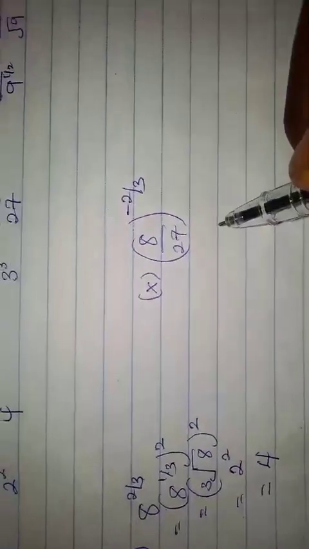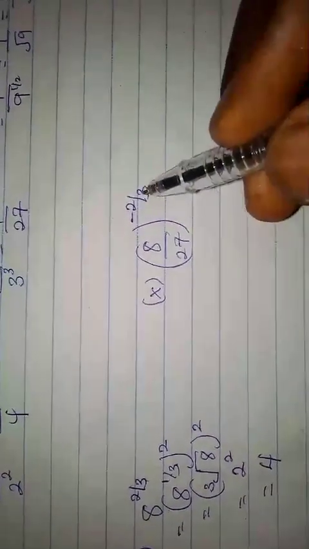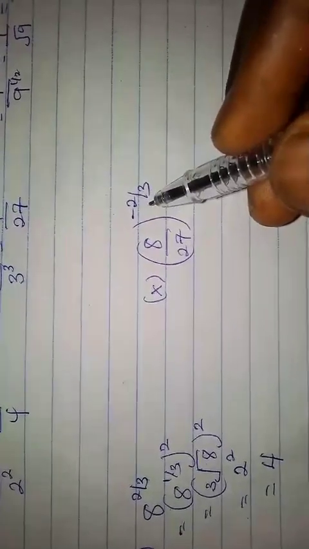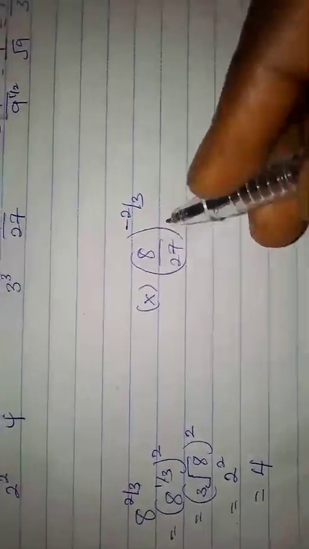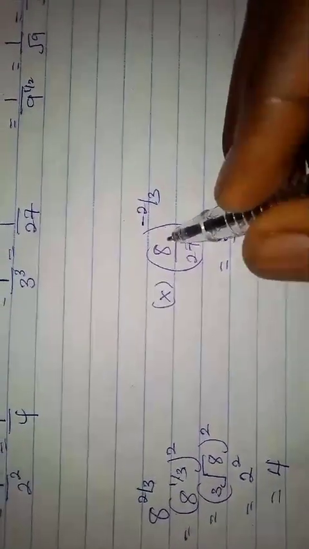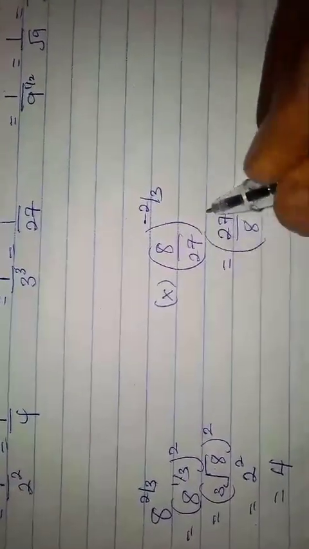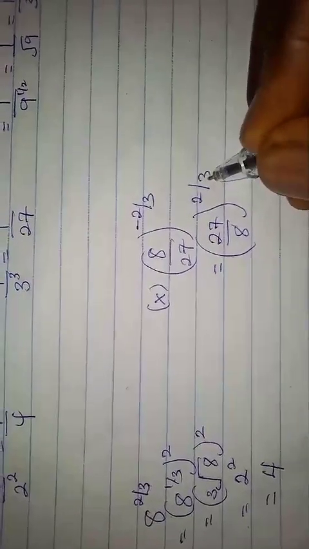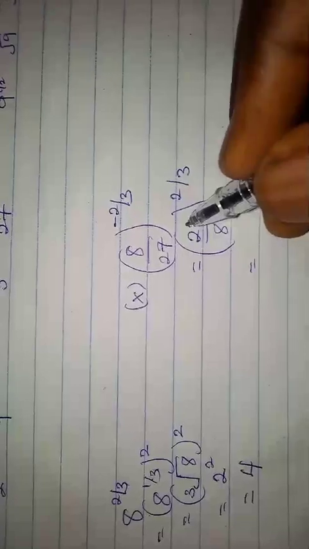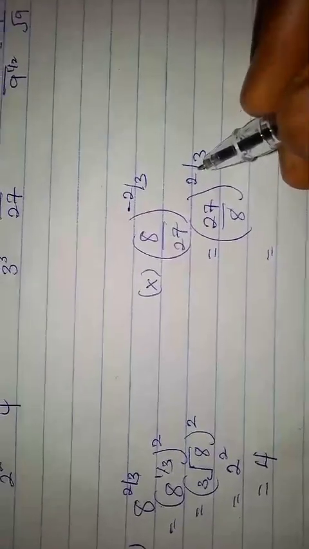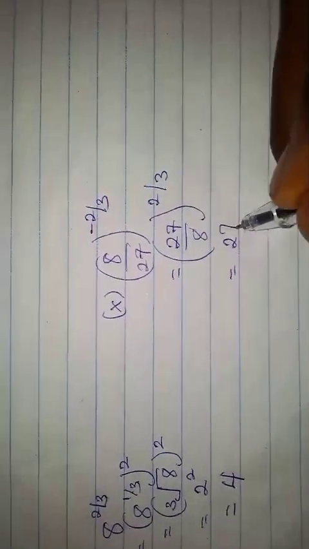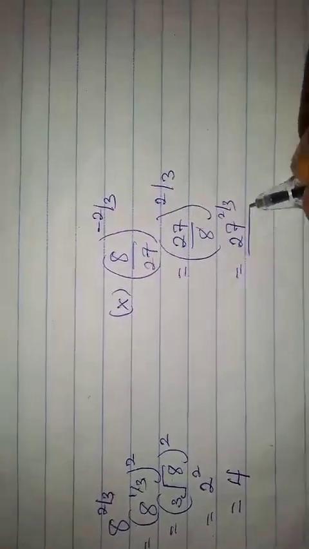We indicate our square, and 2 squared is 4, that is 2 times 2. Then over to this last question, we have a fractional index but it is negative. So in order to change to positive, we take the inverse of it, and the inverse is 27 over 8. 27 goes upwards, 8 goes downwards, and we have index 2 over 3. Since the index is outside the bracket, we have to distribute the index 2 over 3 to both 27 and 8. And by doing so, we have this.